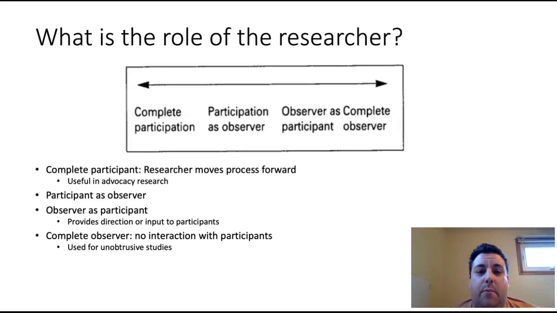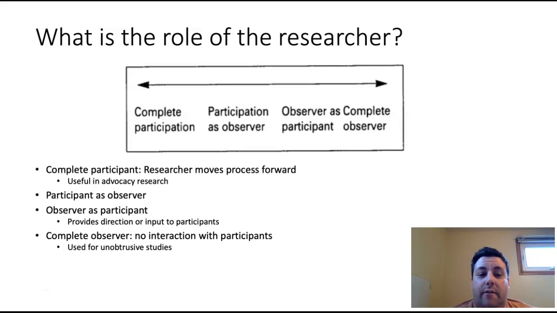Now, this gets us to the point where we're thinking about what's the role of the researcher, and there's really a spectrum of different roles that the researcher can take in an observational study. And that spectrum really ranges from a complete participant to a complete observer. So when the researcher is a complete participant, they move that process forward.